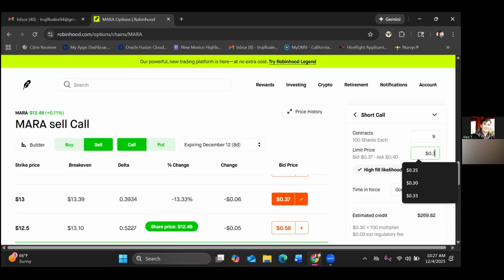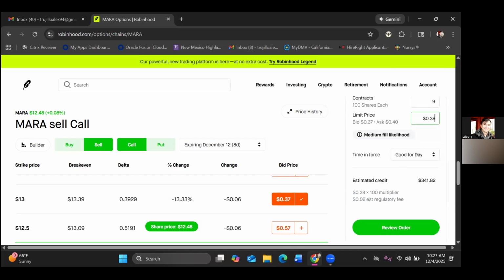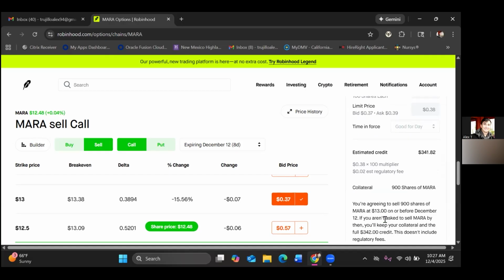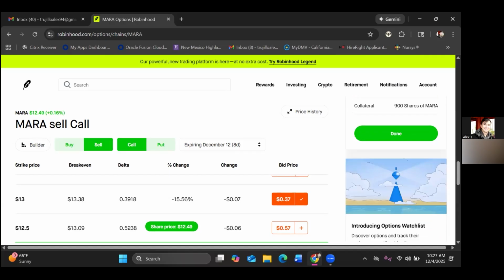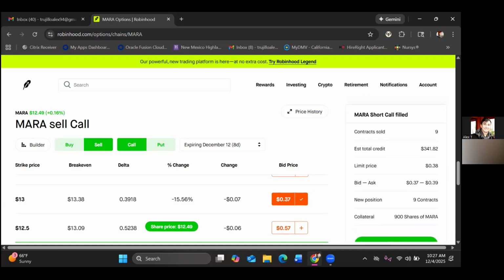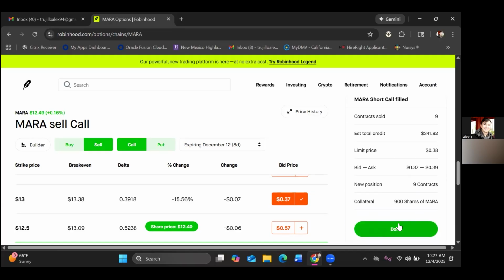What do you think? Should we play with that? Like 5.38 maybe? Then let's process that. And then let's see if it gets filled. All right, great. Looks like it did. So you collect close to $1,000 today, just off hedging. But we do need to monitor it.